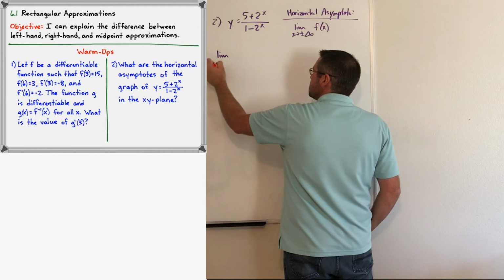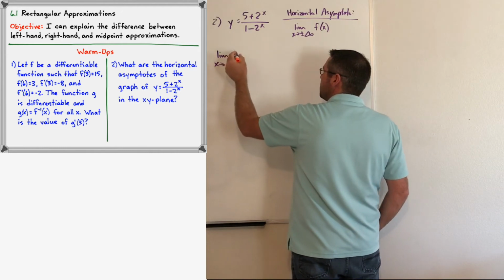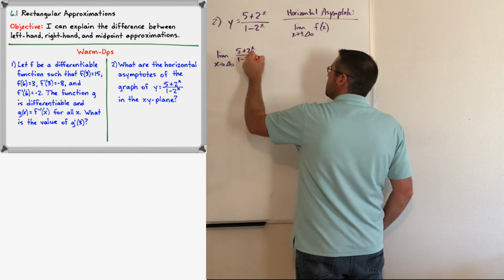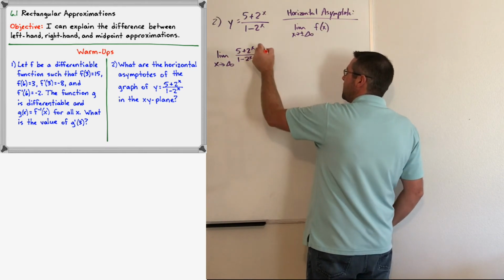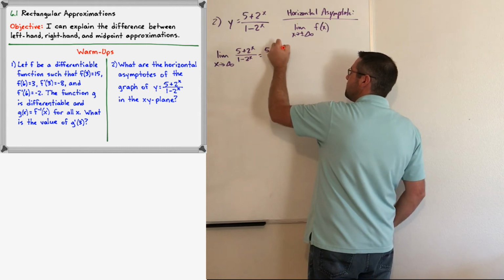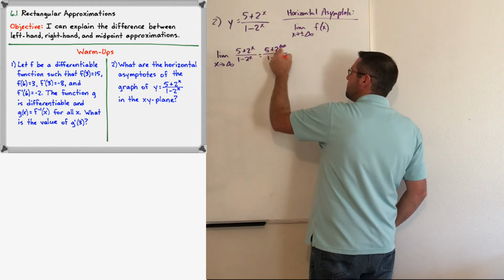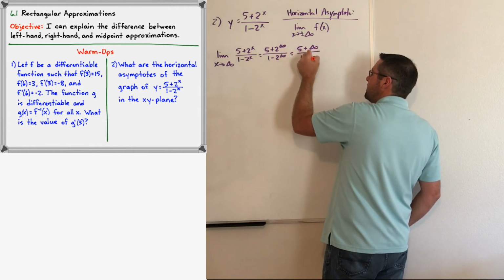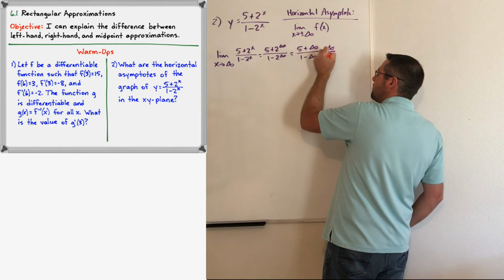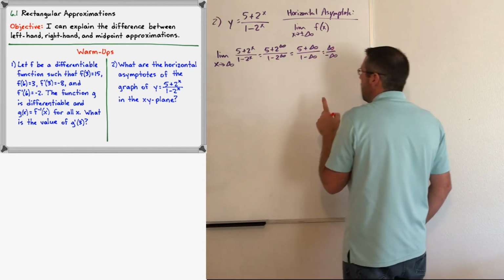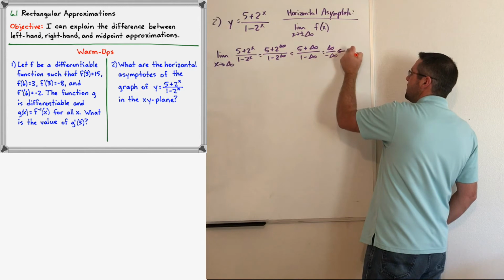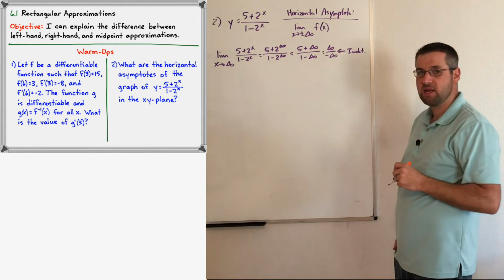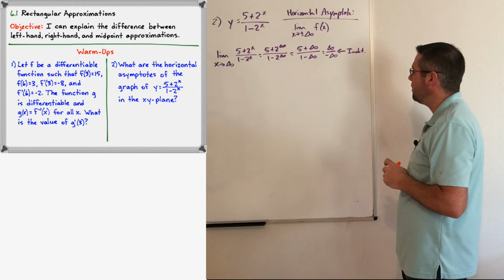The limit as x approaches, first we'll deal with positive infinity, of (5 plus 2 to the x) over (1 minus 2 to the x). If I plug in infinity, I end up with 5 plus 2 to the infinity over 1 minus 2 to the infinity. That gives 5 plus infinity over 1 minus infinity, which is infinity over negative infinity, which we call indeterminate. So we have to do some algebraic manipulation.